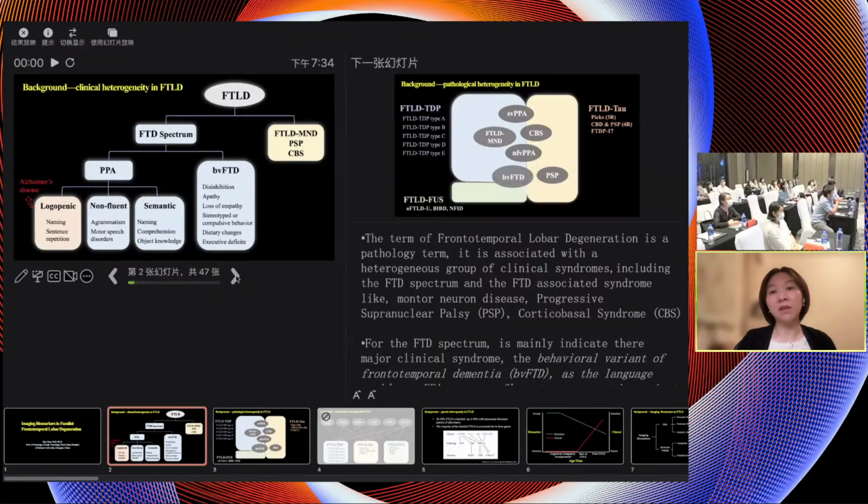This is a pathologic term. It is associated with a heterogeneous group of clinical syndromes, as we see here in this chart. Clinically, we can see the FTD spectrum, as well as FTD-associated syndromes, like motor neuron disease, PSP, and cortical basal syndrome, CBS.